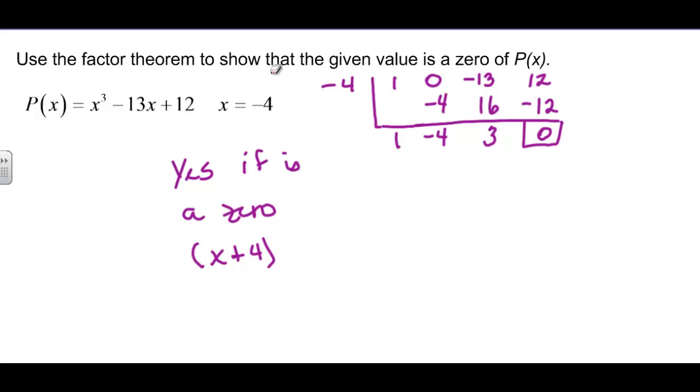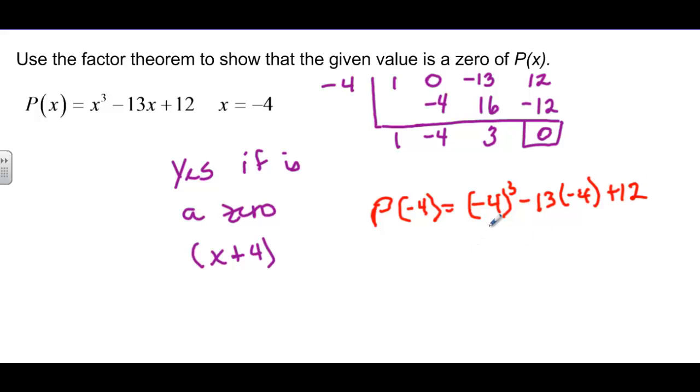This time I'll also show you the other way that you can use the factor theorem. We could take our negative 4 and just plug and chug it. So we're really doing p of negative 4. So that means negative 4 is going to be cubed, and then minus 13 times our negative 4 plus the 12.